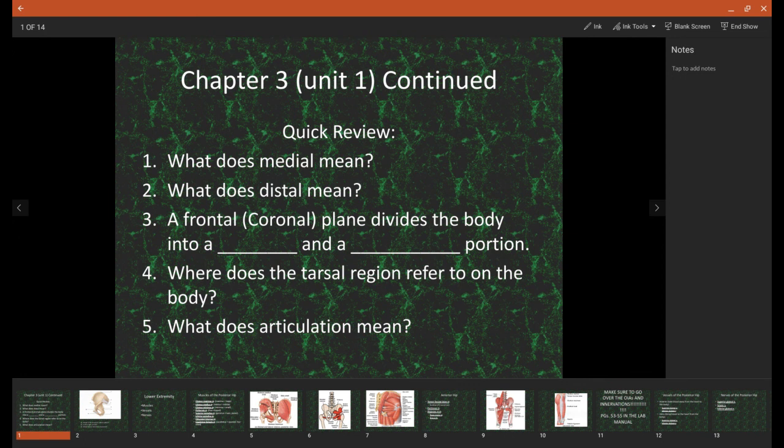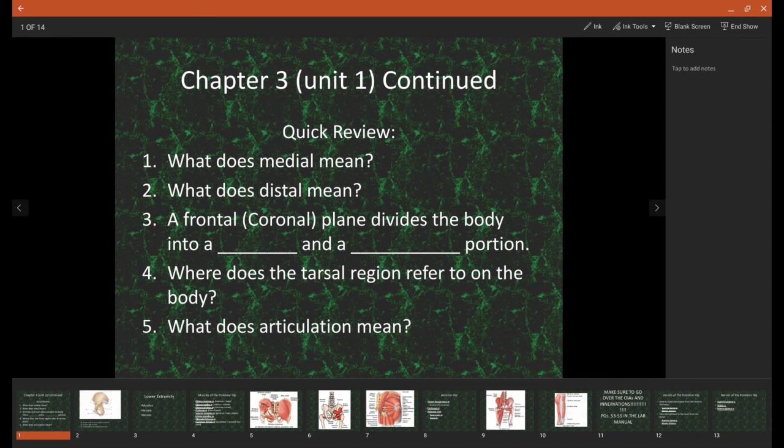Number 3, a frontal or coronal plane divides the body into a blank and a blank portion. It will be dividing the body into an anterior and a posterior portion. Number 4, where does the tarsal region refer to on the body? That's going to refer to the ankle.